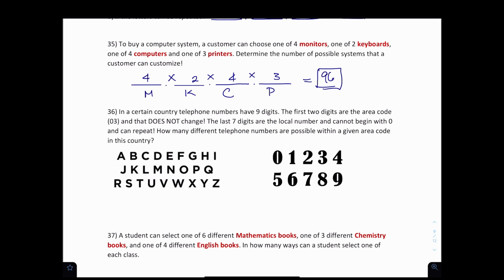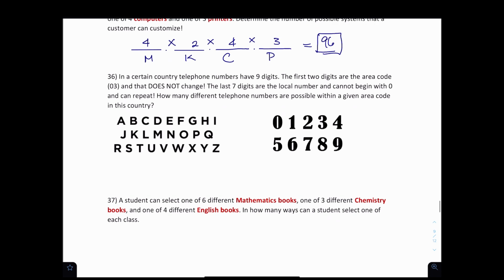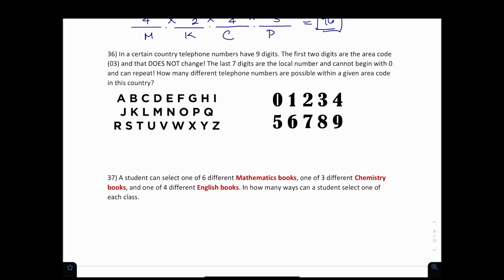Let's look at this one, number 36. You have a 9-digit phone number you're working with. So I'm just going to draw 9 digits here, or 9 positions. Excellent. So now, here we have some requirements that they've given us. It says the first two digits are the area code, which is 03, and they're the same within a given area code. So the first digit has to be a 0.